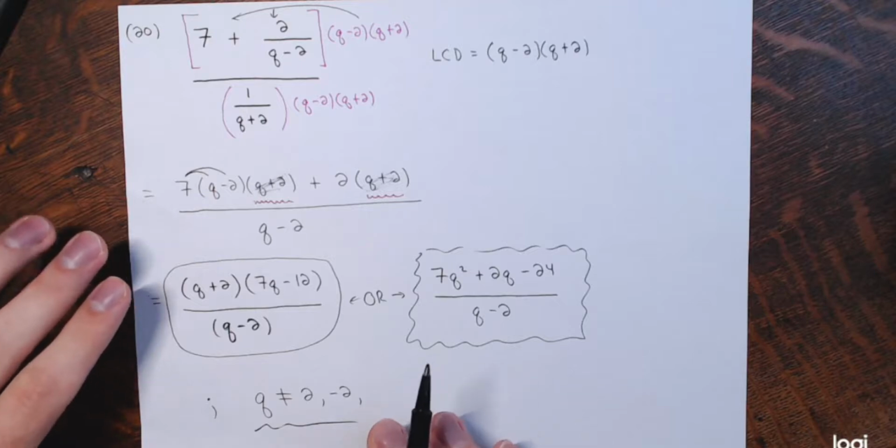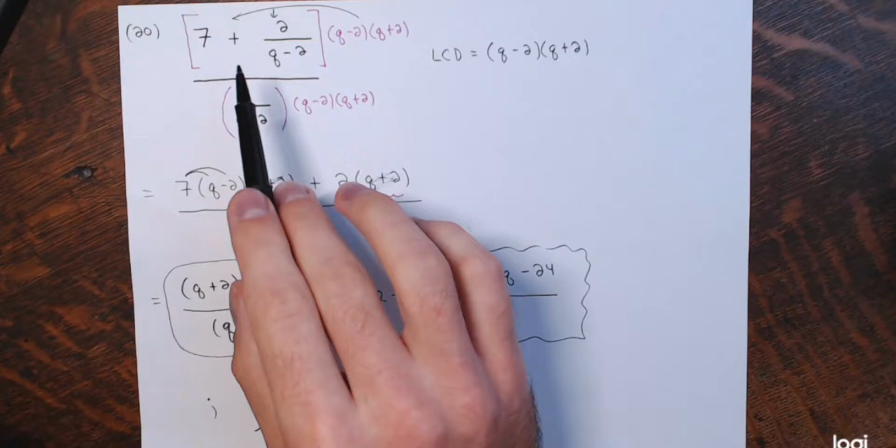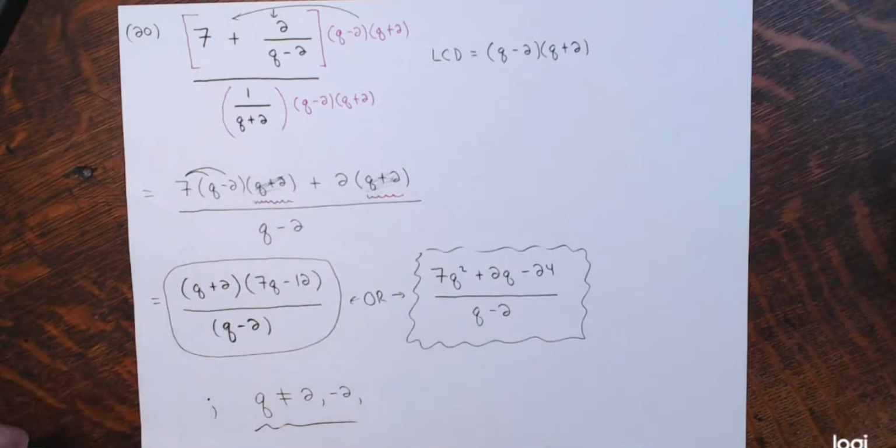0, 1, 5, 100, whatever you want. And the value of the original expression should be exactly the same as the value of the final expression. And I leave it to you to test, to plug in different values of q and see if the value of that original expression is the same as the value of the expression we ended up with, the simplified expression. And they should be, right? If you did everything correctly, those values should be the same.